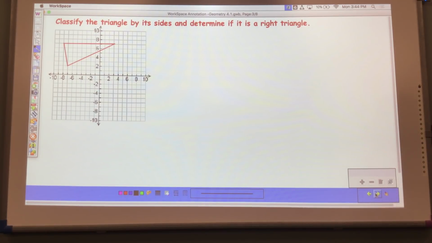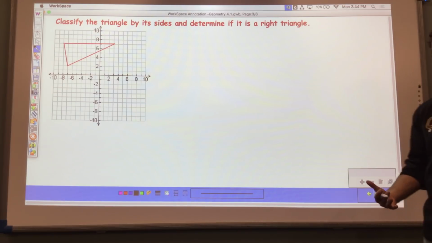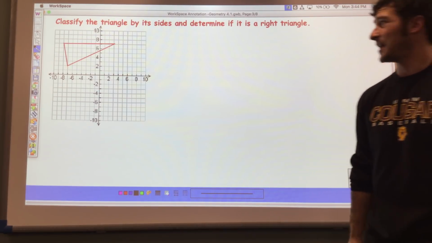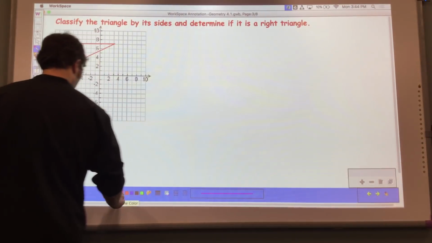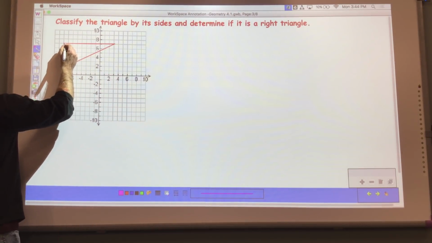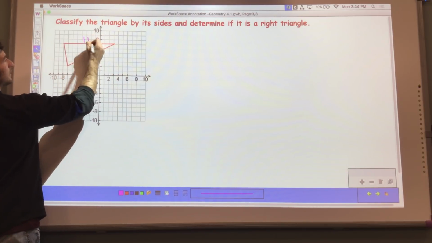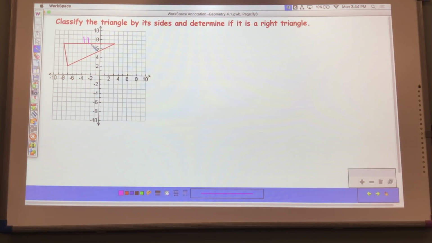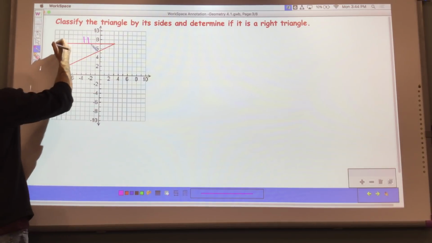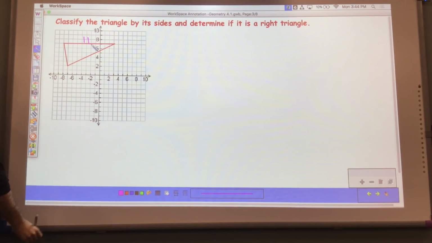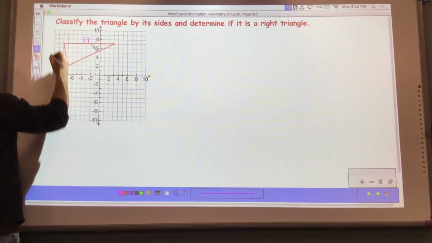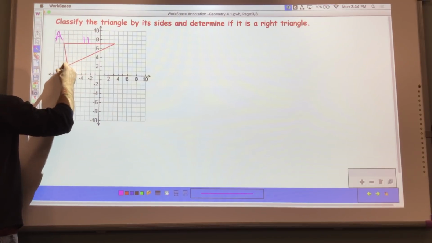So it says classify a triangle by the sides, determine if it's a right triangle. So to classify by the sides, we've got to figure out if we have any sides that are congruent or not. Well, on this one, you can count this length. We go from -8 to 3, so that has a length of 11. These other two, you're going to have to do some distance formula. So for these points here and here, we'll call them A and B.